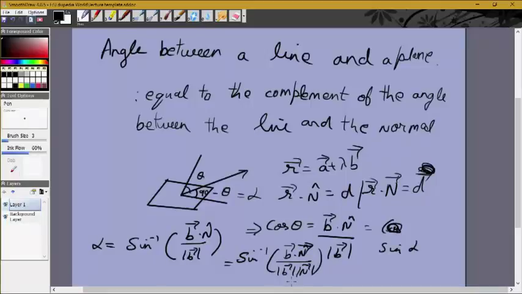This completes all of three-dimensional geometry: lines, planes, and before that the direction cosines of a line. Thank you.